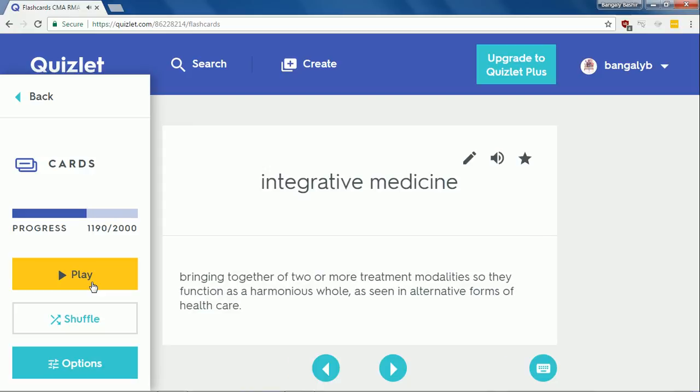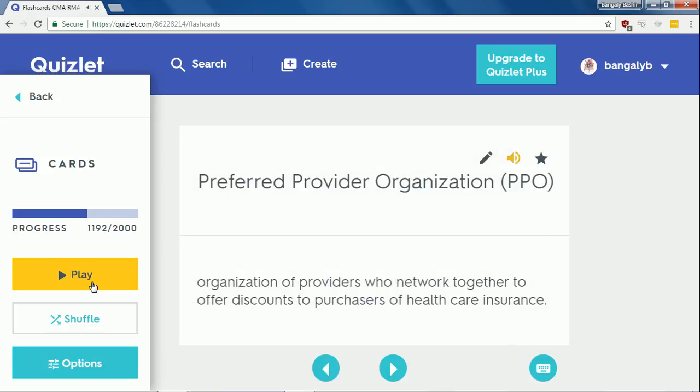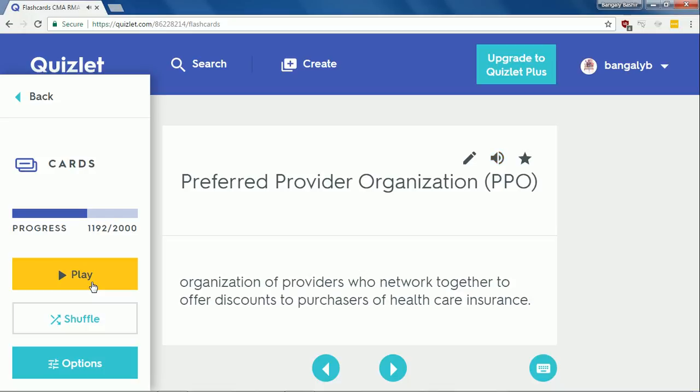Integrative medicine: bringing together of two or more treatment modalities so they function as a harmonious whole, as seen in alternative forms of healthcare. Managed care operation: any healthcare setting or delivery system that is designed to reduce the cost of care while still providing access to care. Preferred provider organization: organization of providers who network together to offer discounts to purchasers of healthcare insurance.